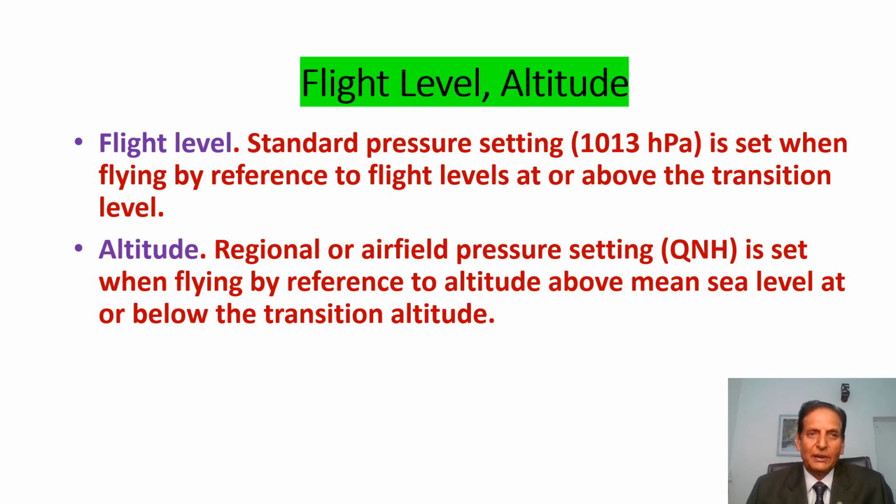Now we'll discuss the definition of flight level and altitude. Flight level: standard pressure setting 1013.2 hectopascal is set when flying by reference to flight levels at or above the transition level. Altitude: regional or airfield pressure setting, that is QNH, is set when flying by reference to altitude above mean sea level at or below the transition altitude.